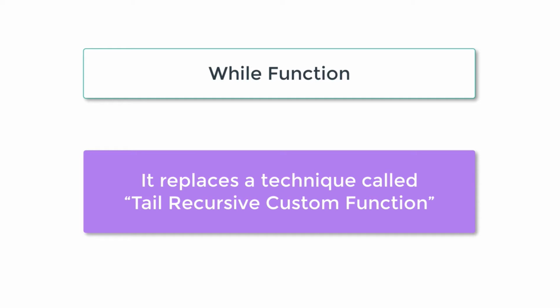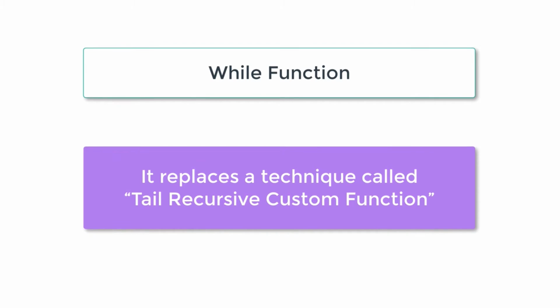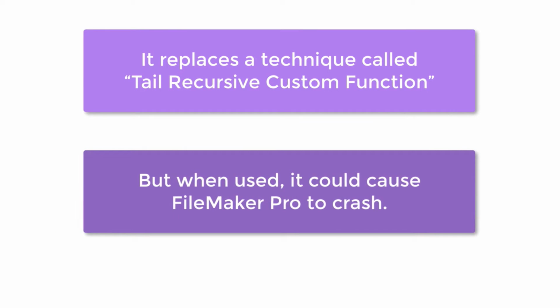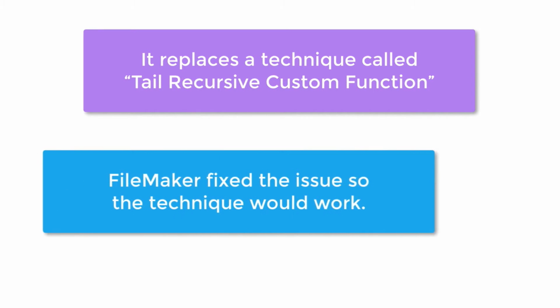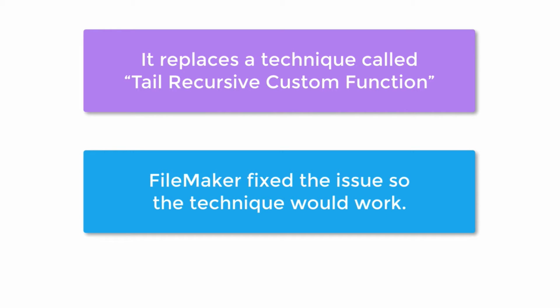This function is also replacing a technique that we were using before called a tail recursive custom function. At the beginning, it was kind of a bug that developers were using to their benefit. I remember that when that started to be done in 2012, 2013, it was getting FileMaker to crash. So at that point, FileMaker reacted and said, okay, we are not going to ask developers not to do this. We are going to fix the issue and make it possible for developers to use tail recursive functions without crashing the software. That happened in FileMaker 13.